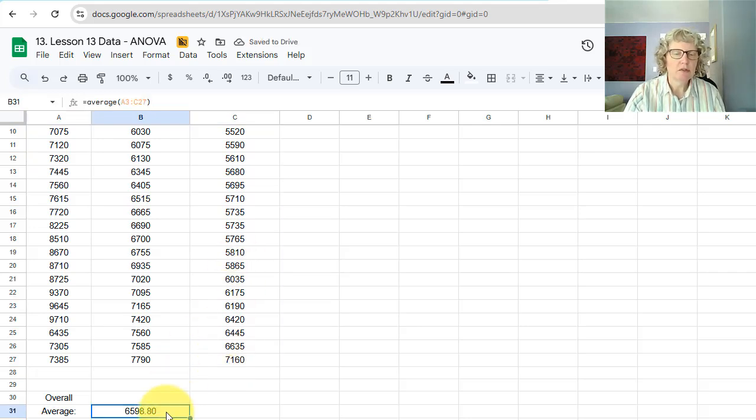So if I put my mouse on that cell, then you can see the formula equals average A3 to C27. And I get 6,598.8 microliters, right? So let me write this down, and then I'll switch.